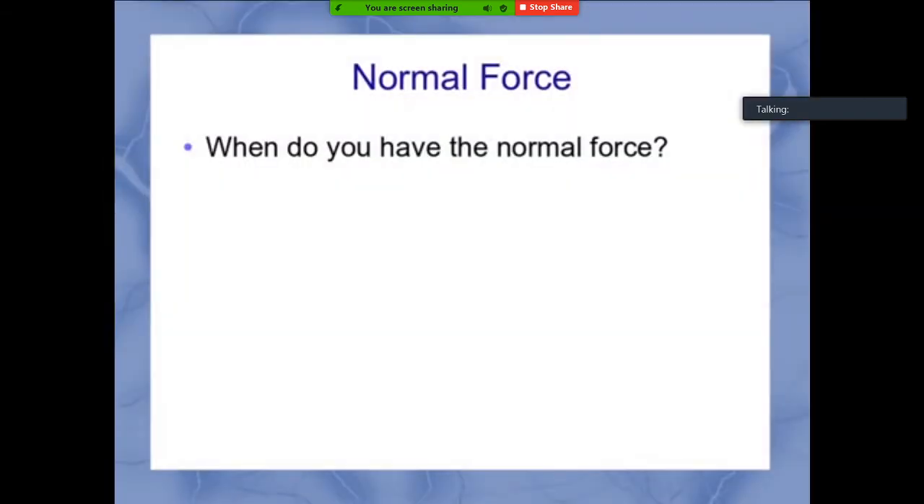Now, when do you have the normal force? Anytime you have solid surfaces in contact with each other. The normal force is the force that prevents those solid objects from going through each other.